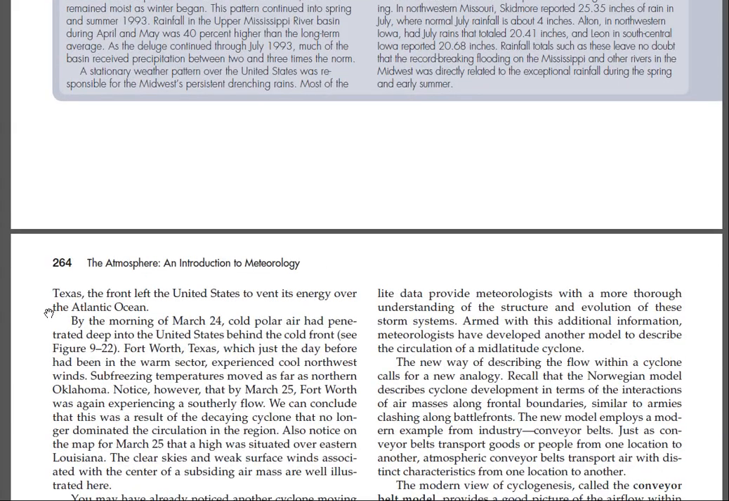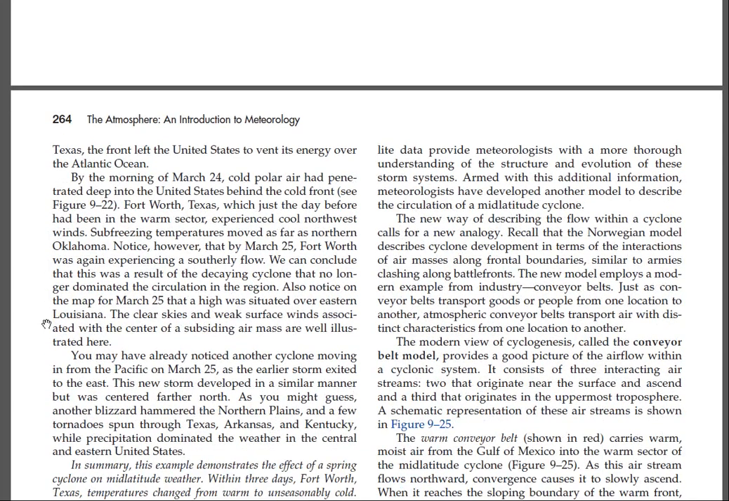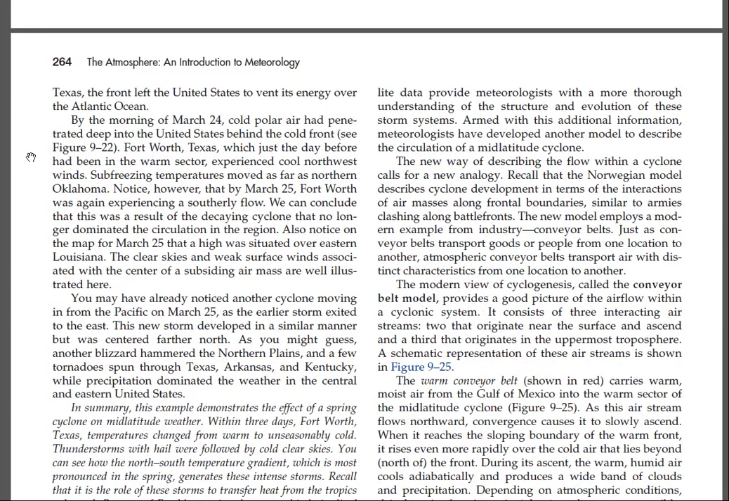By the morning of March 24, cold polar air had penetrated deep into the United States behind the cold front, see Figure 922. Fort Worth, Texas, which just the day before had been in the warm sector, experienced cool northwest winds. Sub-freezing temperatures moved as far as northern Oklahoma.